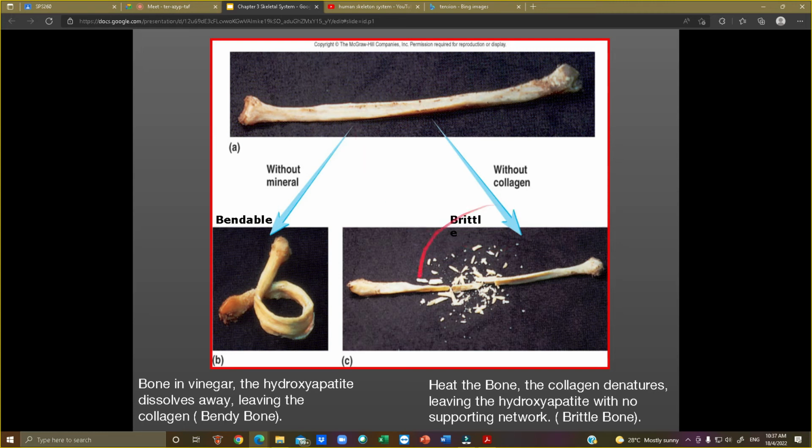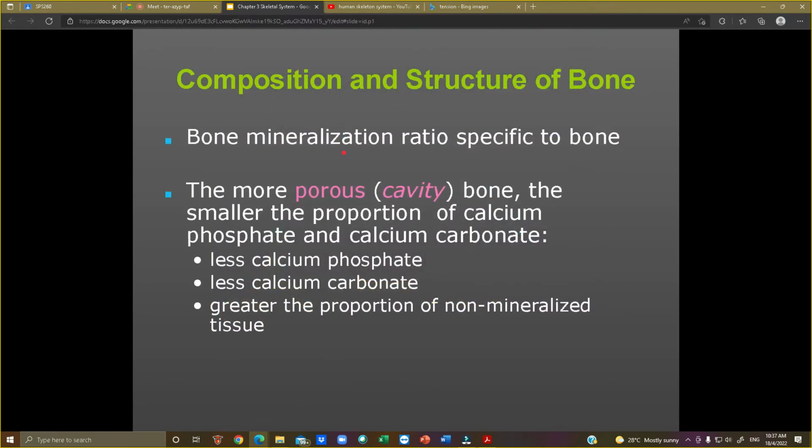Okay, that's the reason why. Because throughout aging, we are going to lose a lot of our collagen. So, we are going to lose the flexibility. Alright. Okay, sampai situ dulu.